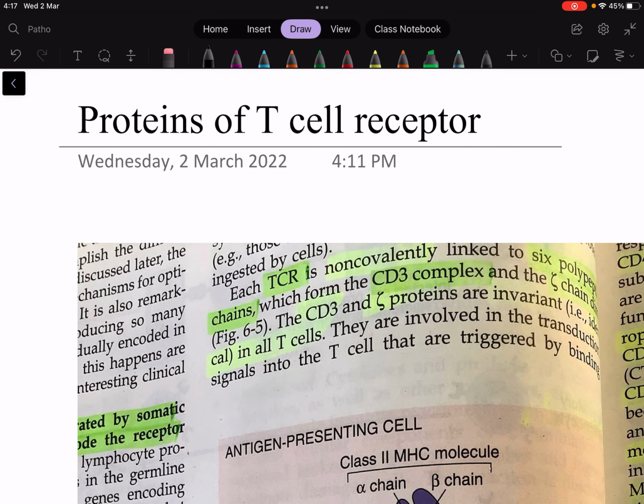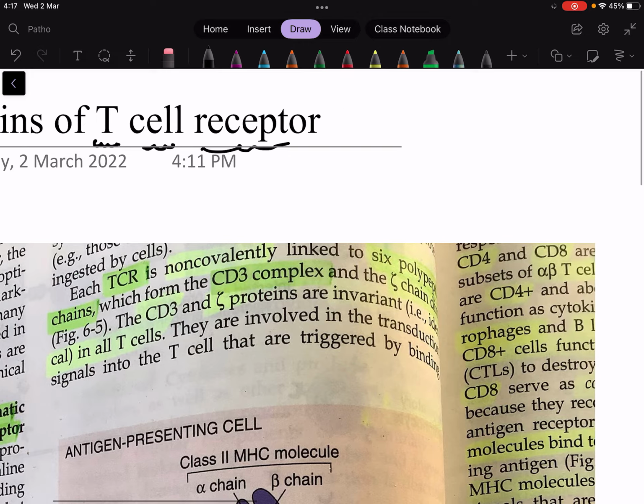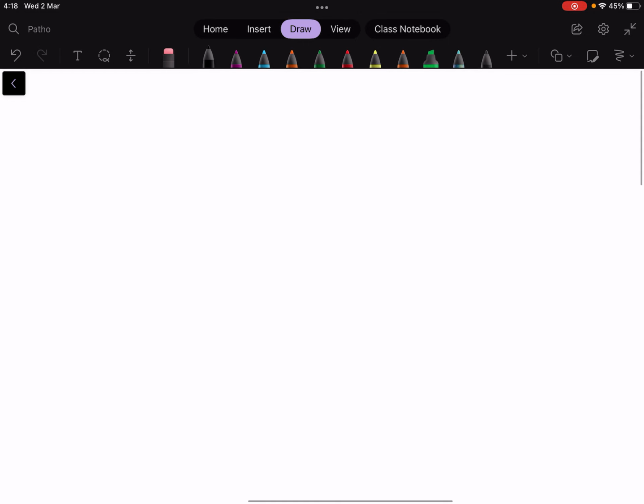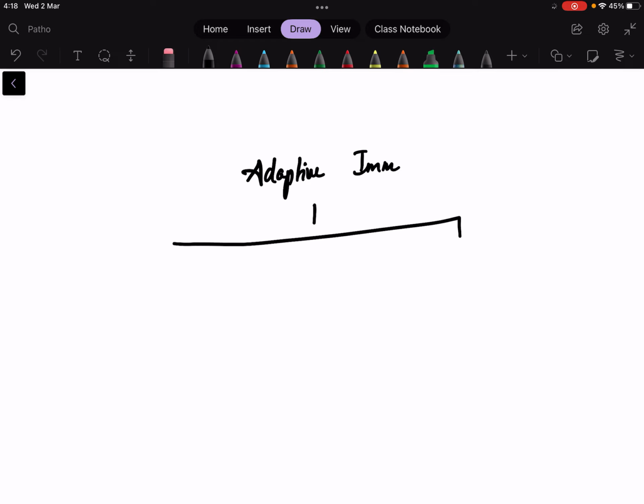So today we are going to talk about the proteins of a T cell receptor and the importance of the T cell receptor in MHC restriction. Okay, so first of all I would start with the basics. Basically we have adaptive immunity, and this adaptive immunity is mainly divided into two types: your humoral immunity and the other one is your cell mediated immunity.